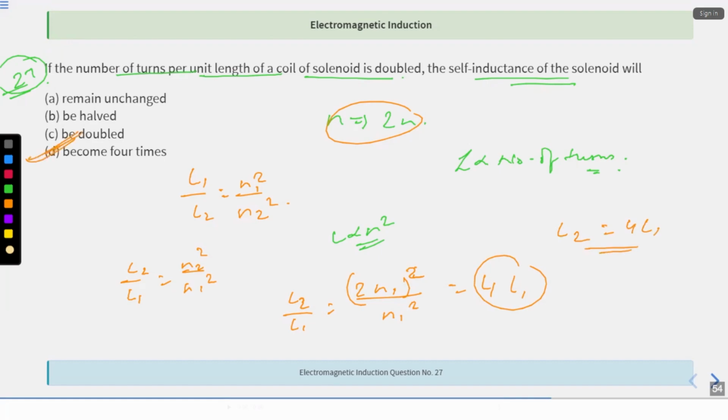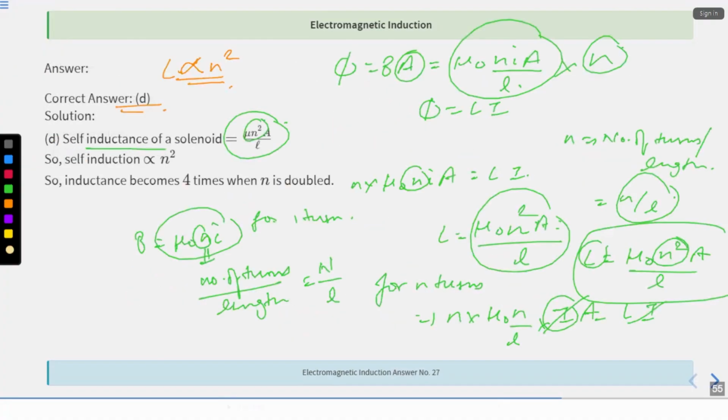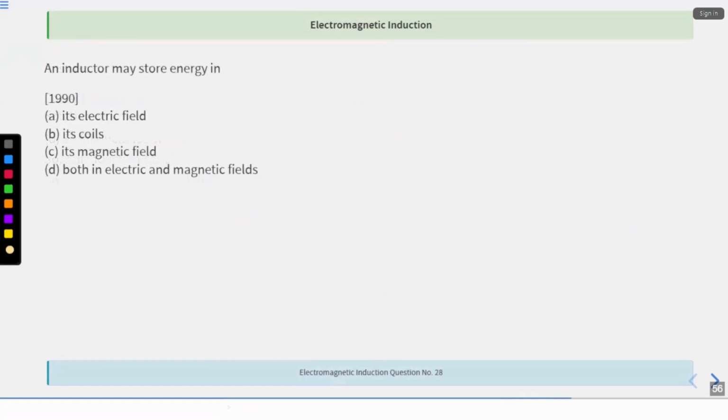Cool. So I hope you got it. It was again a simple question, nothing tough here. Just use the simple logic that self-inductance is directly proportional to the square of the number of turns. You will easily get option number D as your correct answer. Cool. So moving ahead, question number 28.